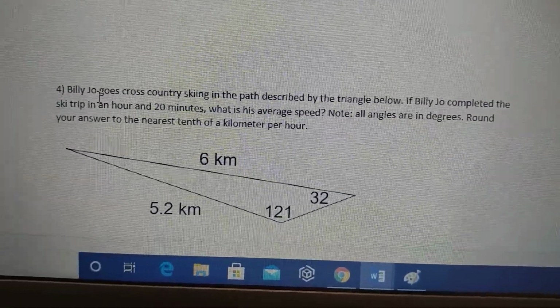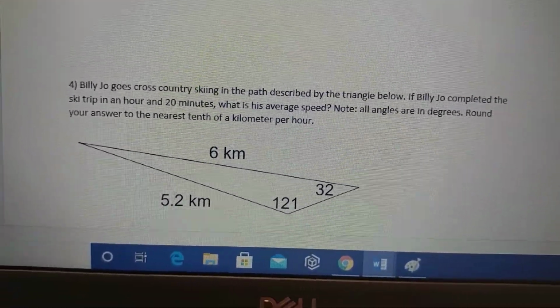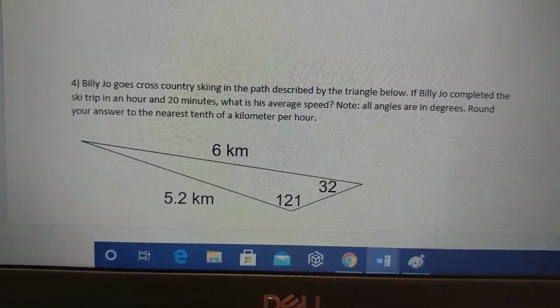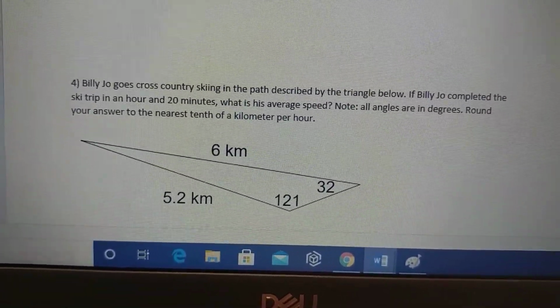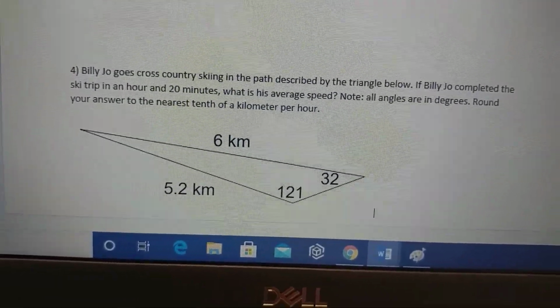Okay, for problem 4, Billy Joe goes cross-country skiing in the path described in the triangle below. If Billy Joe completed the trip in 1 hour and 20 minutes, what was his average speed? All angles in degrees, round to the nearest kilometer per hour.